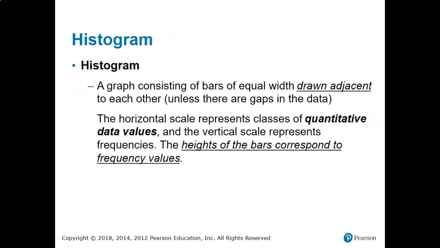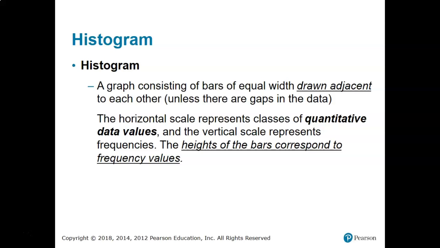So a histogram is a graph that consists of bars of equal width drawn adjacent to each other. So there should not be any gaps between the bars unless there are actual gaps in the data. So if you have a class that has 0 as the frequency, then you may have gaps, but otherwise the bars should be touching each other, and that's what we mean by drawn adjacent to each other.